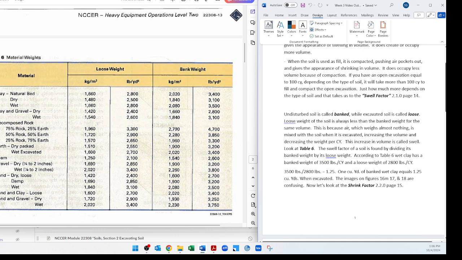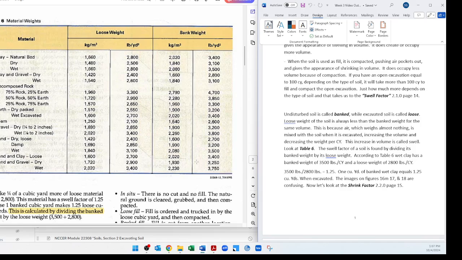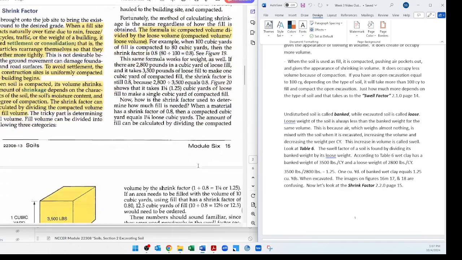So when excavated, the images on figures 16, 17, 18 are confusing to me. So let's see if we can't find those images right quick.